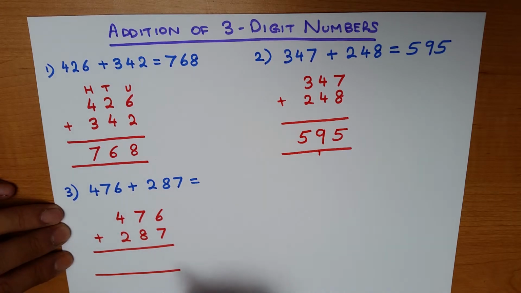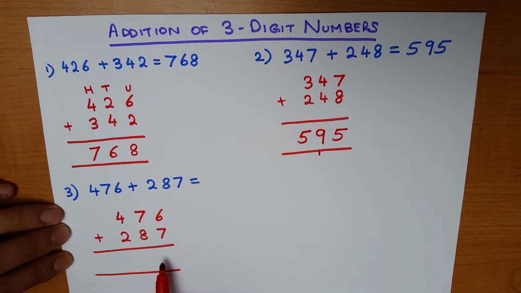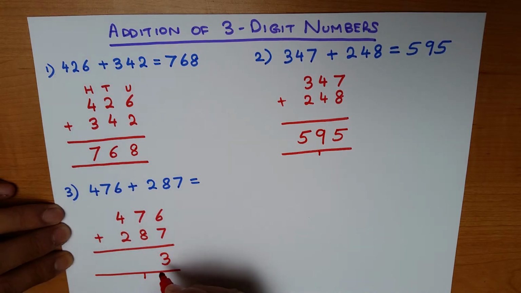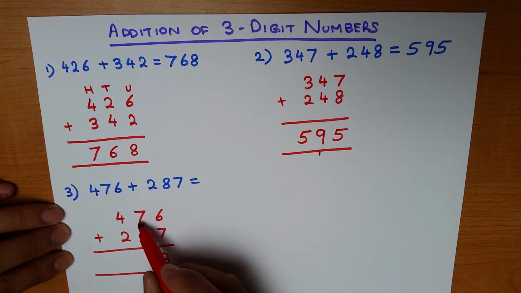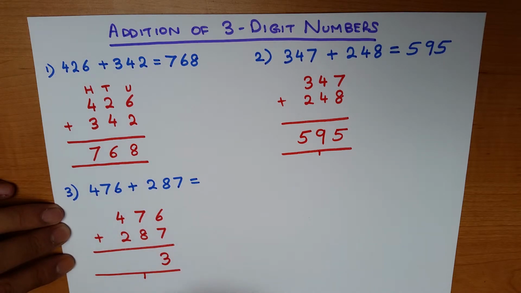First, we add the units column. So what is 6 plus 7? 6 plus 7. That's right, it's 13. How do we write this down? We put 1 here, and we put the 3 over here. Now we add the tens column. 7 plus 8 plus 1. 7 plus 8 is... That's right, it's 15, plus the 1 is 16. So we put the 1 here, and we put the 6 over here.